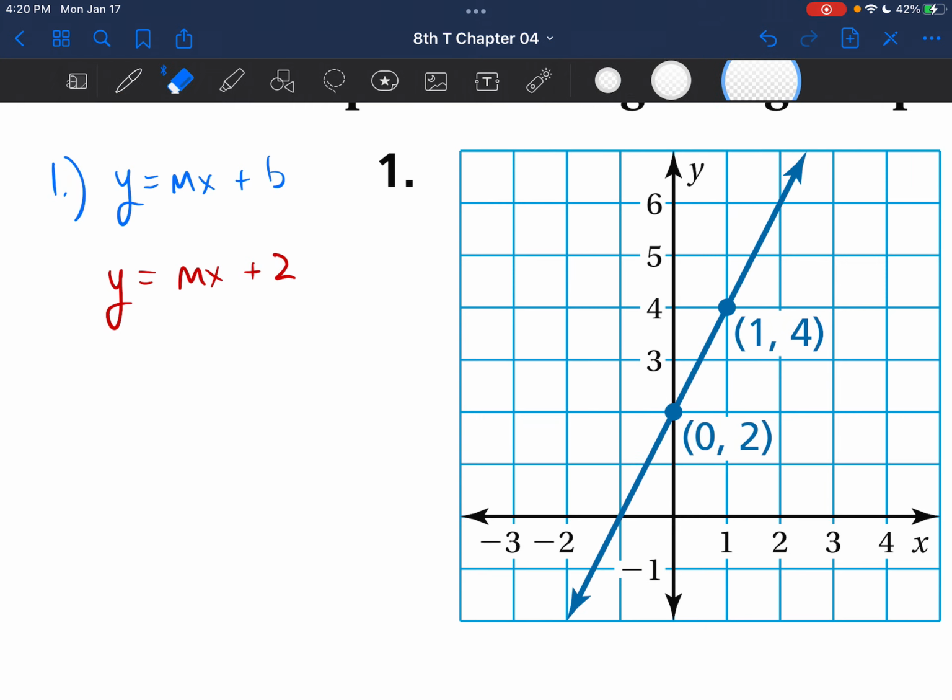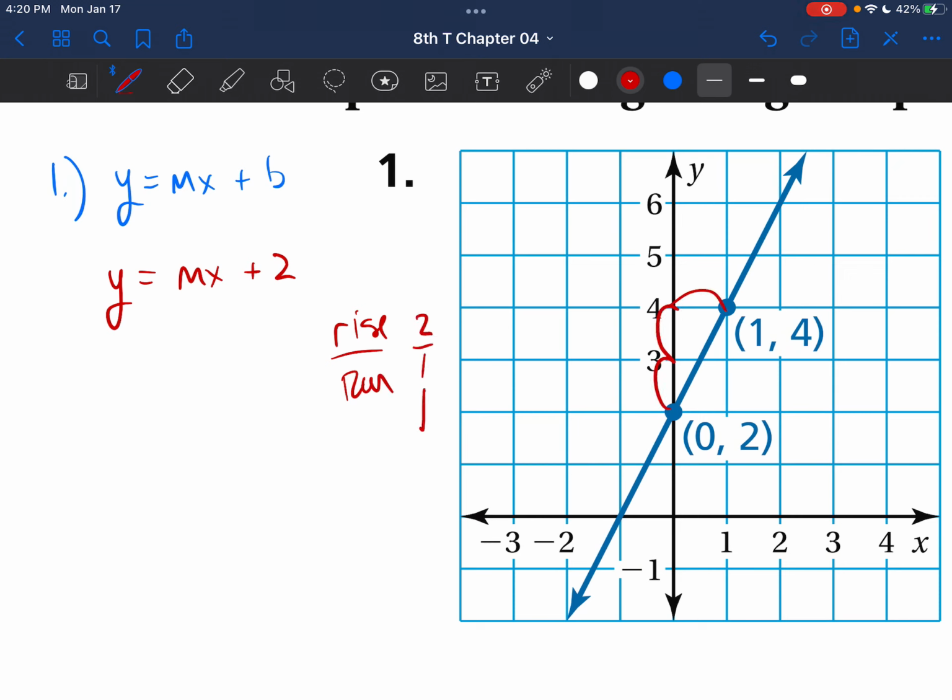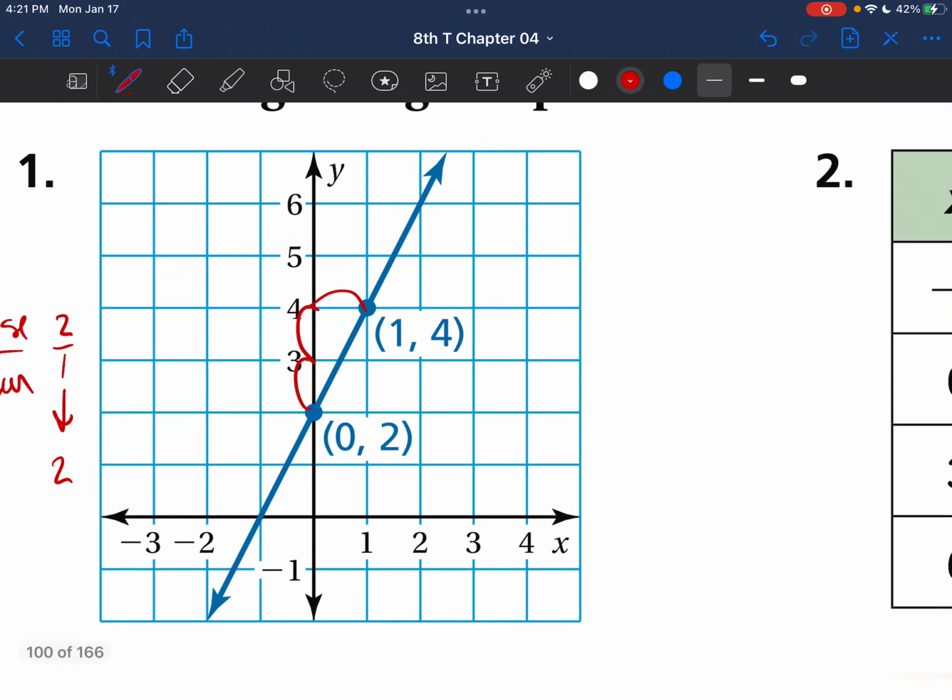And now to find our slope, you just count your what? We're going to count our rise over run. So let's say 1, 2 over 1. So 2 over 1 is also known as just 2. So let's plug it in. Y is equal to 2x plus 2. It looks like that is your equation. Okay? Now let's try the other way, this time from a t-chart.